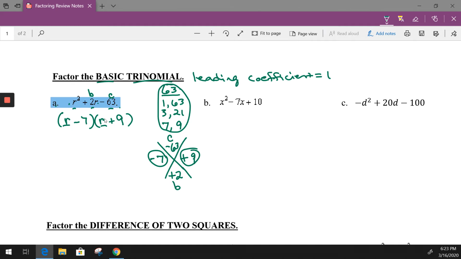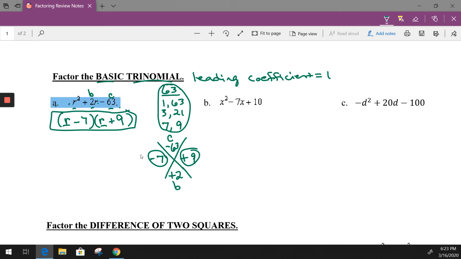And again, if you were to multiply this back together and distribute the r to the r, you would get r squared. R times positive 9 would be positive 9r. In the inside, you would have negative 7 times r, which is negative 7r, which together would be a positive 2r, and then negative 7 times 9 would be negative 63. So I checked my answer, and those are the factors of that trinomial.